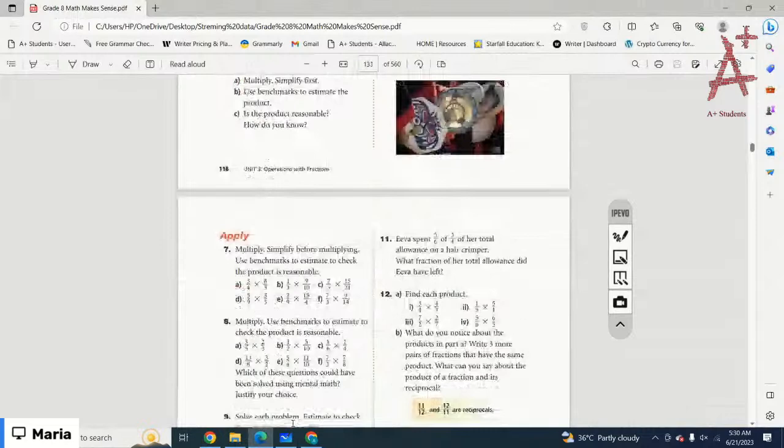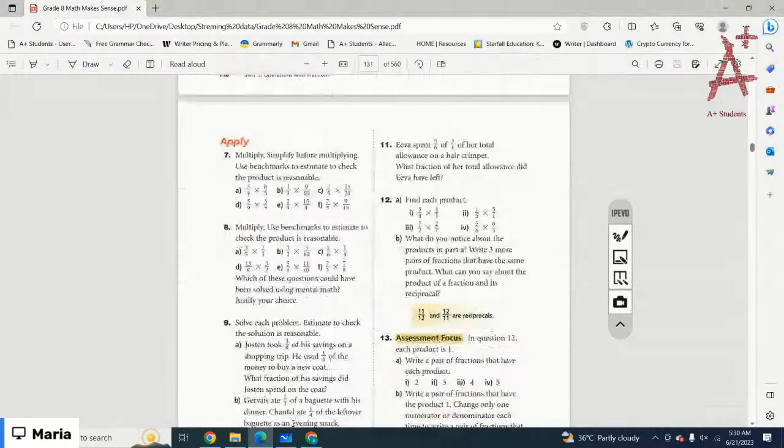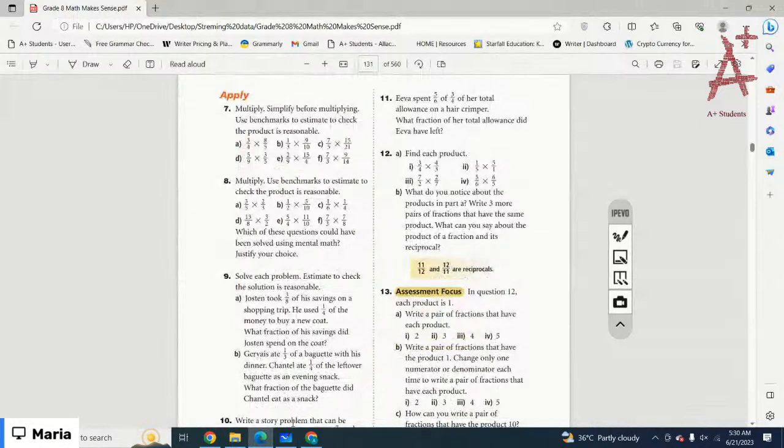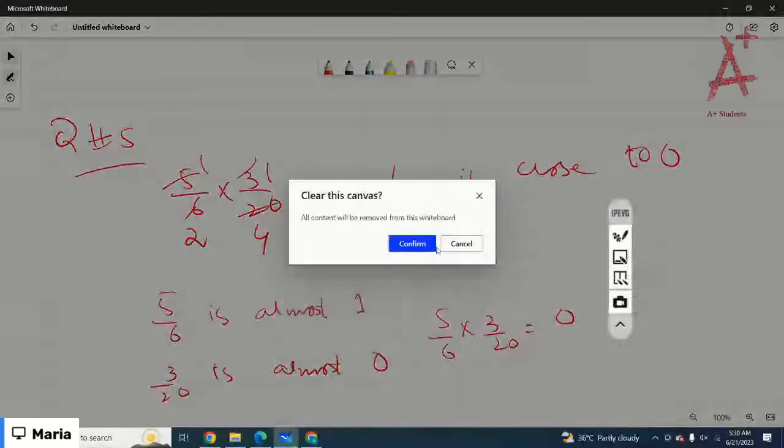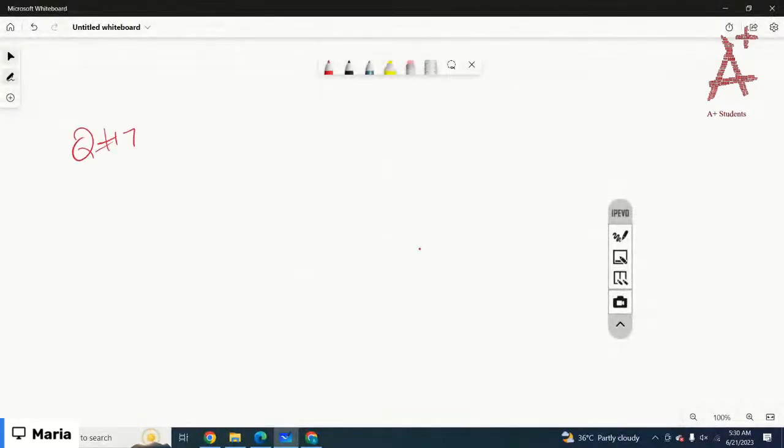Just move on to the next question. Multiply, simplify before multiplying. 3 by 4 times 8 by 5. Simplify means if you have common factors, you can just cancel them out. You can see 4 times 1 is 4 and 4 times 2 makes 8. So you have to do numerator times numerator. 3 times 2 is 6 and 6 over 5 it is. Got it?